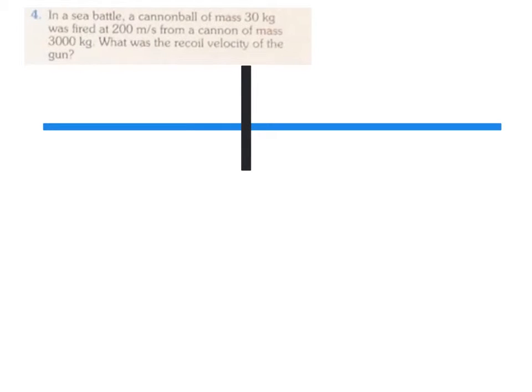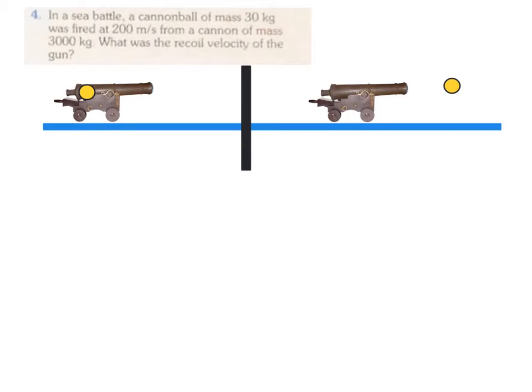So we want to draw this as a before and an after situation. We have a cannon, and inside it there's a cannonball. In the before situation, the cannon's sitting still and the cannonball's sitting still. They both have zero velocity, and so they have no momentum. Now in the after situation, we have a cannonball flying forward and a cannon flying backwards.